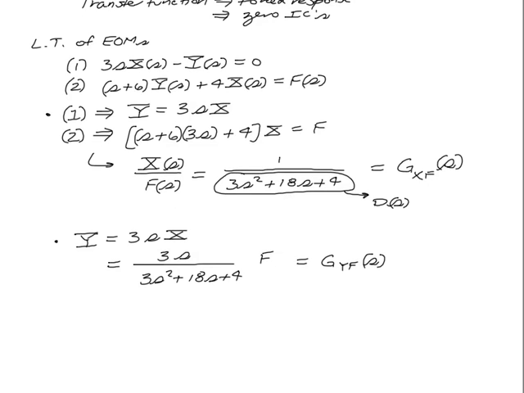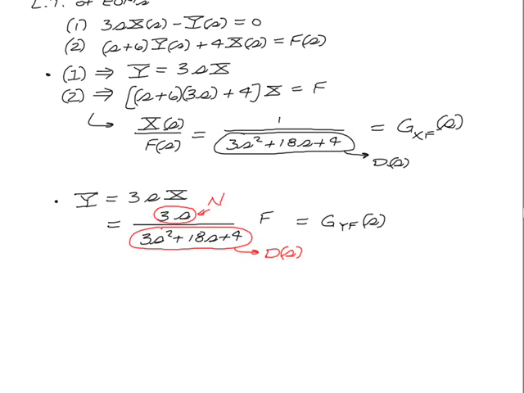So what we have here is a numerator of n, which is 3s. The denominator is no surprise. It's the same one as we had for x. That's one thing we will find between the transfer functions, is that the denominators will be the same.